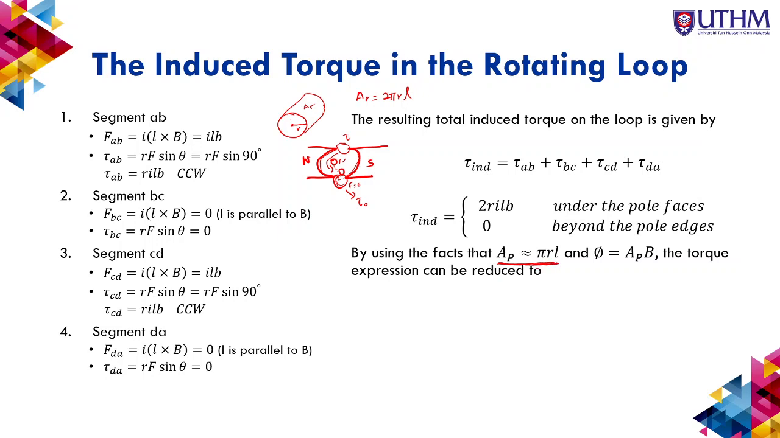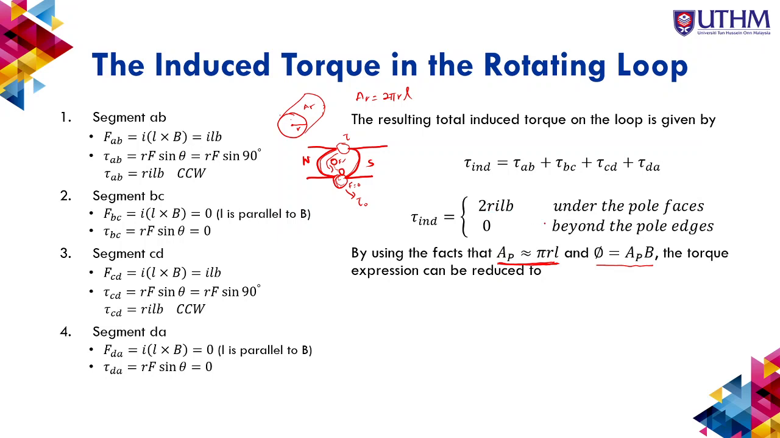Even though they have 2 poles, in the calculation we just take one side only. So 2 poles, but we calculate by using 1 pole only. Okay, so we have the area, and then we know that the flux is equal to AB. In this case, the A is the area of the pole. So then we try to include these things inside.